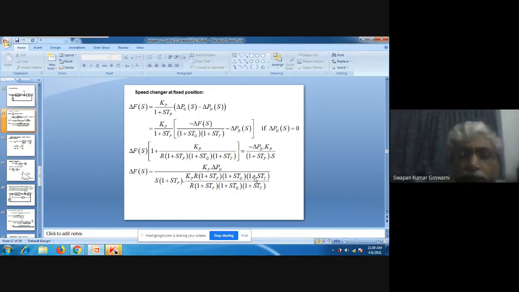You do the manipulation, and you verify whether there are some typing errors here. Those errors you can find out and rectify also. So del fs expression will be like this. It is somewhat a long expression, but let us find the expression and see how the frequency changes in response to change in power demand.